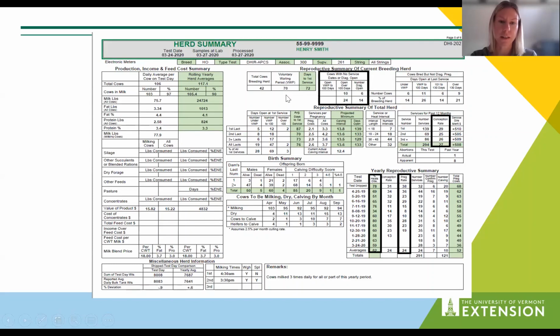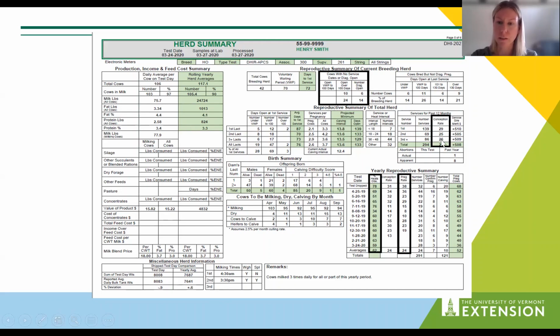So this is another example of the 202 page. This page actually comes first, I think, in your summary that you get from DHIA. So a couple things to look at here. I'm looking a little bit more at the repro stuff on this sheet. You can see number of cows open over 100 days. Depending on what your management style is as far as voluntary waiting period for cows, I generally have a rule of thumb: as long as she's had a service by 100 days in milk, we're pretty safe. So you can see this herd has about 10 cows at this point that are still open.